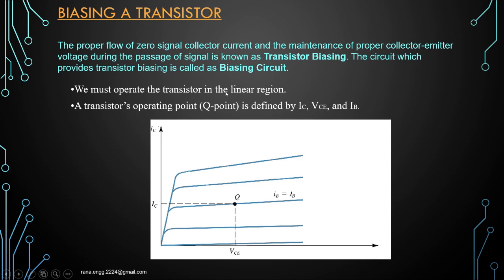And the transistor must be in the linear region to be active, right? And there will be one operating point or Q point that we have to discuss. It depends on the IC, VC and IB.